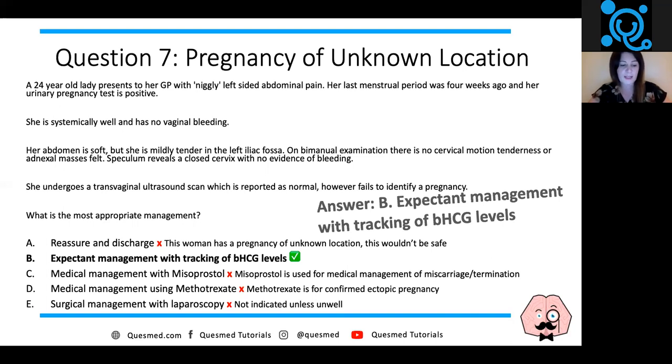Methotrexate is a folic acid antagonist, like we said. It's usually used in patients with a proven ectopic pregnancy and there's quite strict criteria for its use. This pregnancy has not been proven as ectopic, so methotrexate would not be appropriate. And we normally wouldn't proceed directly to diagnostic laparoscopy in a woman that's so well. Had this woman been in severe pain with abnormal observations, we might have proceeded directly to emergency surgery.